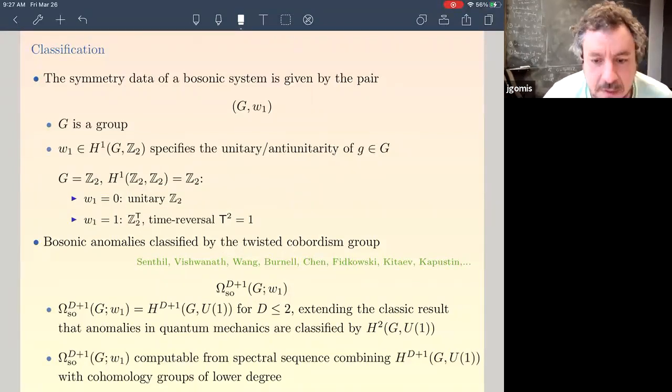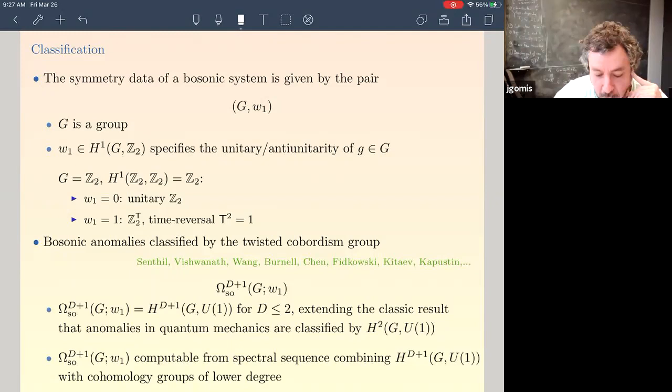I will not describe in detail what this is, but it's some generalized cohomology theory whose input data is precisely the symmetry, the group G and the class omega-1. And it's important that anomalies in D dimensions are classified by the cobordism group in D+1 dimensions. So in fact, this really is a classification of SPT phases in D+1 dimensions. So now let's say a few things about this.